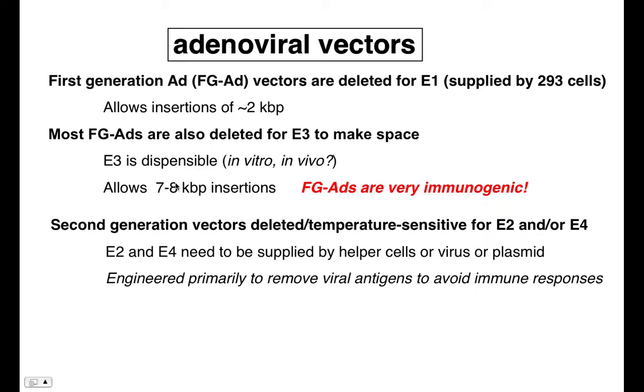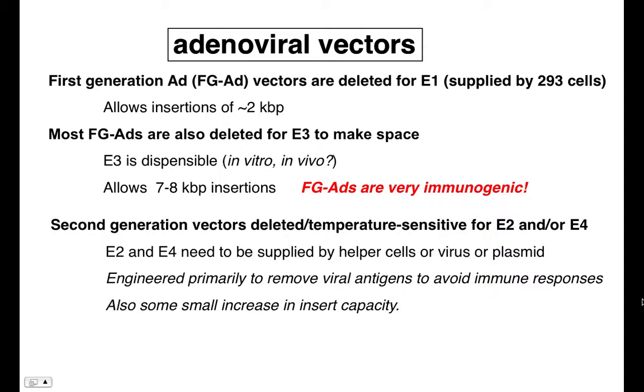And the second generation of vectors is deleted or temperature sensitive for E2 and E4. E2 and E4 need to be supplied by helper cells or viruses or plasmids, and they're engineered primarily to remove viral antigens to avoid this immune response. So basically, until these get to the right temperature, they activate, but when it gets too warm, they will go away. And apparently they help stop the immune response, probably by not presenting as antigen as commonly.